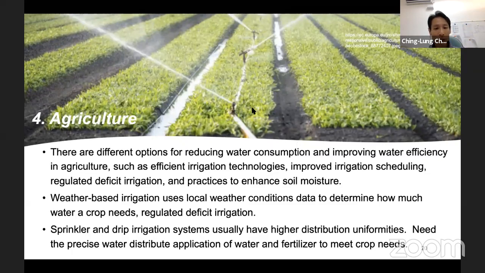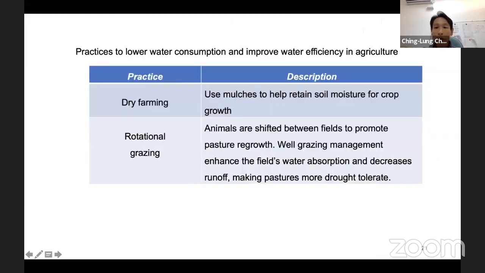This is called sprinkler. The sprinkler and drip irrigation system usually have higher distribution uniformity. So you need the precise application of water and fertilizer to meet the crop's need. And this is a practice to lower water consumption and improve water efficiency in agriculture.